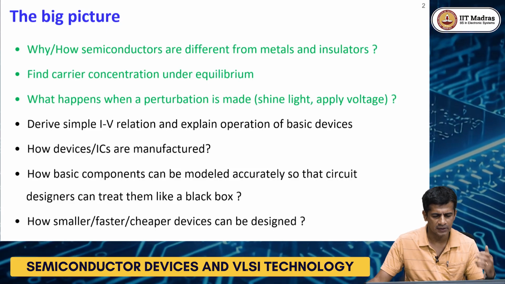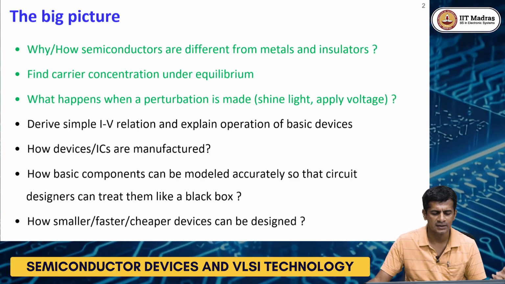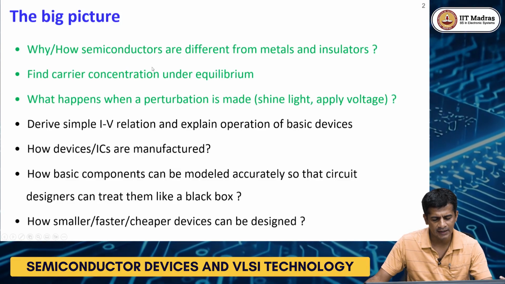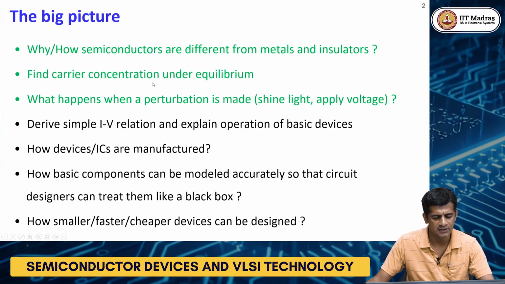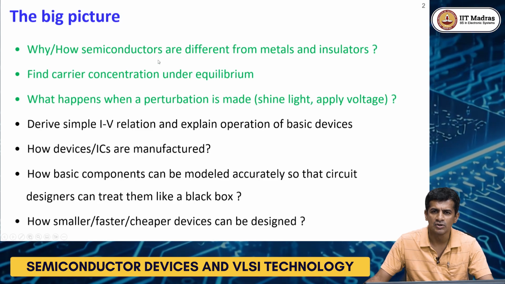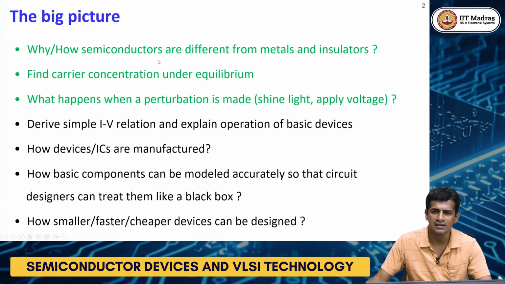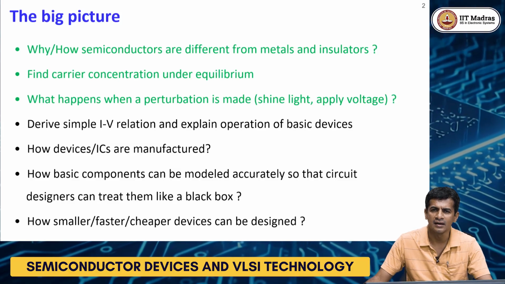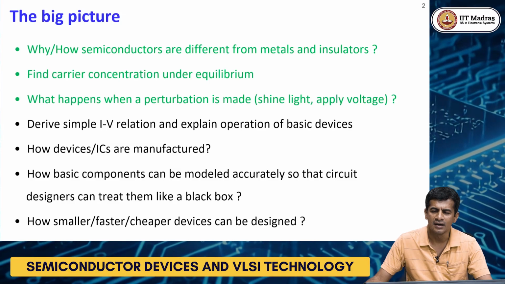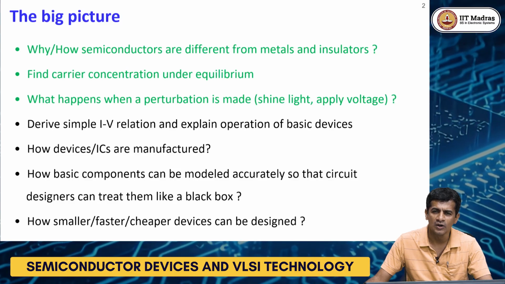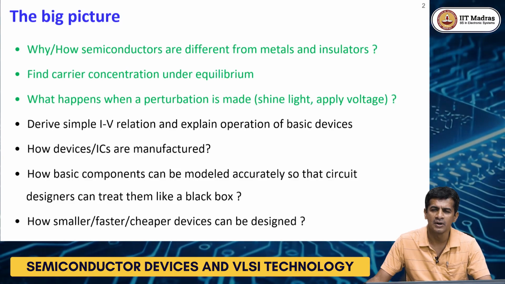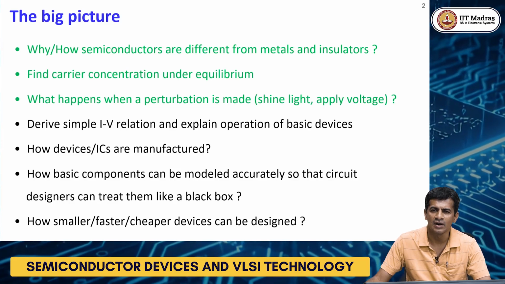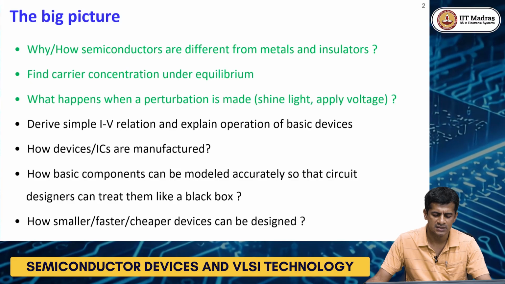So, let's step back and look at the big picture again. We discussed the green items here, which we have completed so far. That is about the basic semiconductors, the materials, the physics, and we looked at the material under equilibrium. We looked at the material under non-equilibrium, that is when we apply some kind of a perturbation to the material by shining light or by applying a voltage. What happens to the carrier concentration?